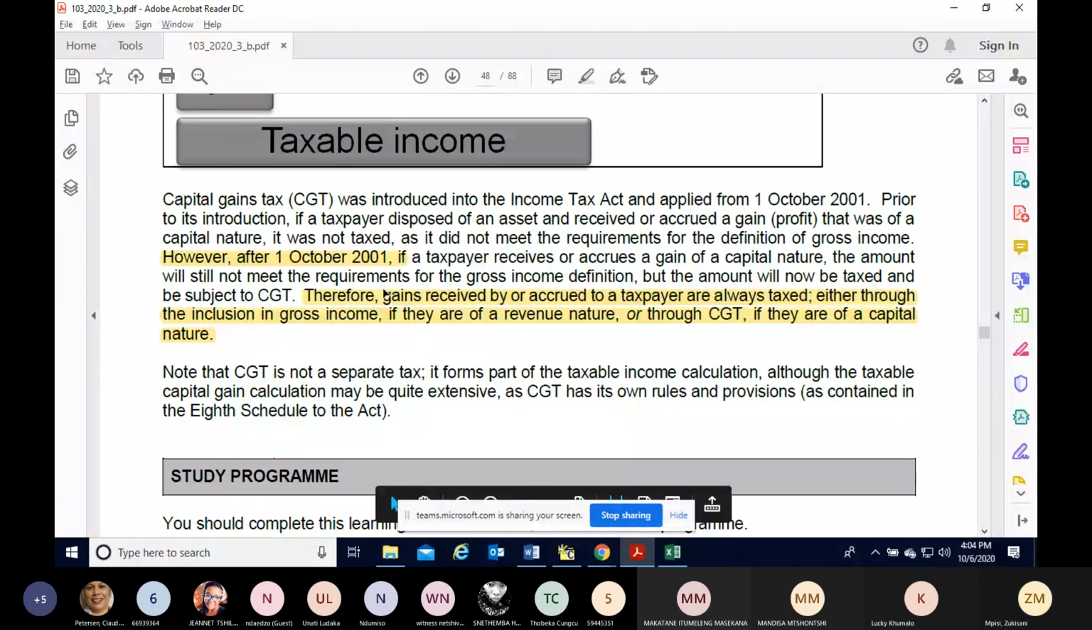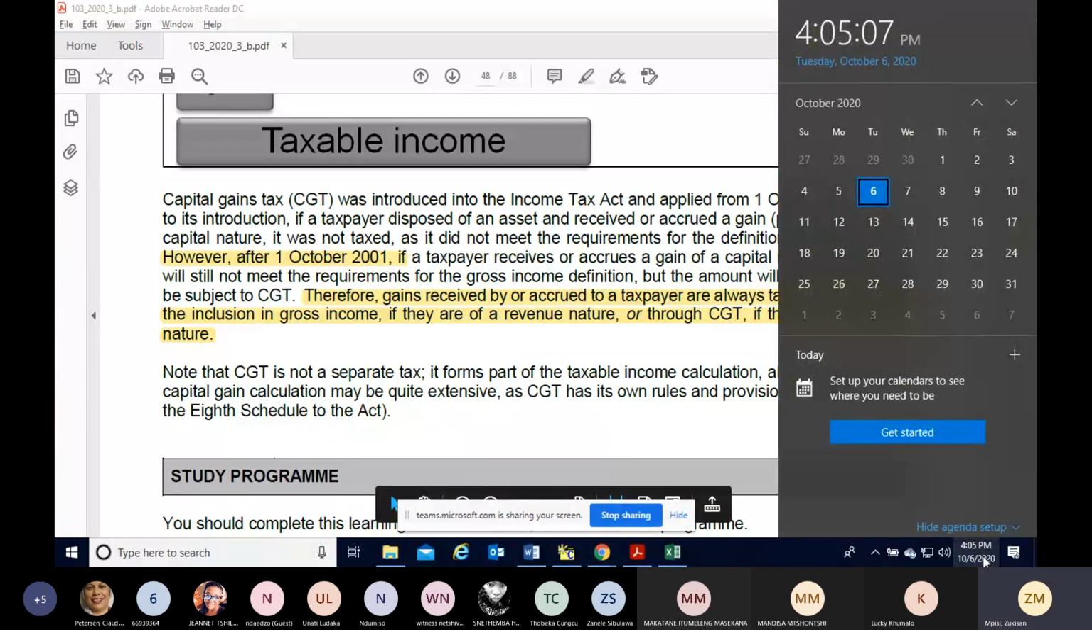So this CGT, capital gains tax, is an answer to a question that you've been having when we covered gross income. So remember, when we covered gross income, we say gross income is total amount in cash or otherwise that accrues or is received by in favor of a taxpayer in the year of assessment. And an important part is that the amount must be not capital in nature. So receipts that are not capital in nature would be excluded on the gross income.